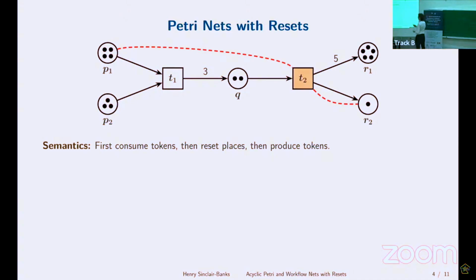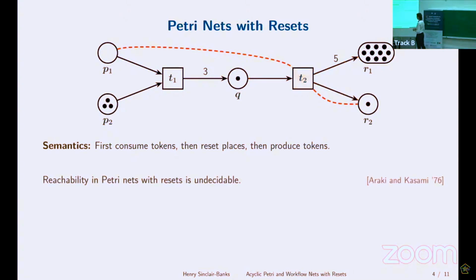So let's have a look at what happens when you fire T2 from this marking. First, you consume 1 token from Q, then you just empty P1 and R2 to reset them, and then you do the production. So I had to expand R1 a little bit to shove 10 tokens in there, and I'll have 1 token back in R2.